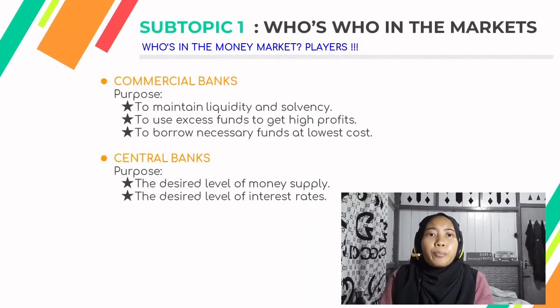Let's move to money market. Who is in the money market? There are also players. The first one is commercial bank. Their purpose is to maintain liquidity and solvency, to use excess funds to get high profits, and to borrow necessary funds at lowest cost. The second one is central bank. Their purpose is the desired level of money supply and the desired level of interest rates.